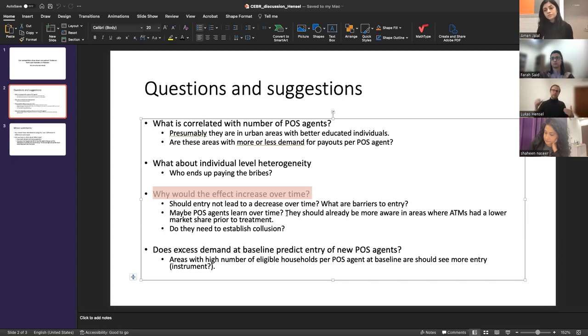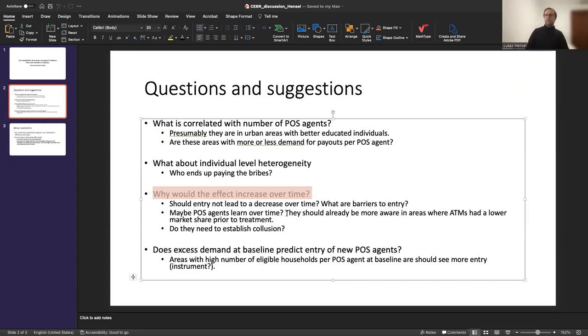So they might be faster to converge to this new equilibrium. Similarly, it's not learning, but actually they need to establish collusion over time. That doesn't happen immediately. So they need to observe what the others do, and then either tacit collusion or active collusion.